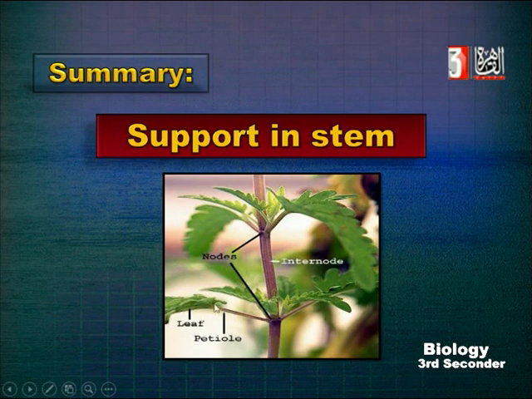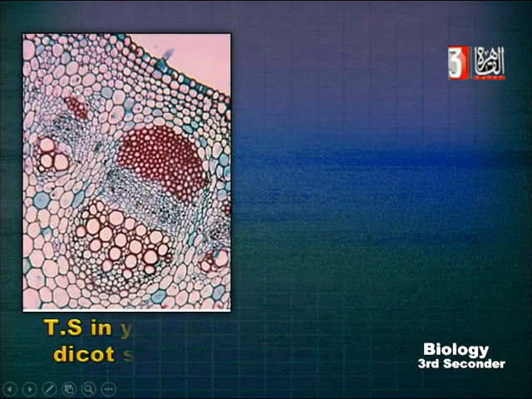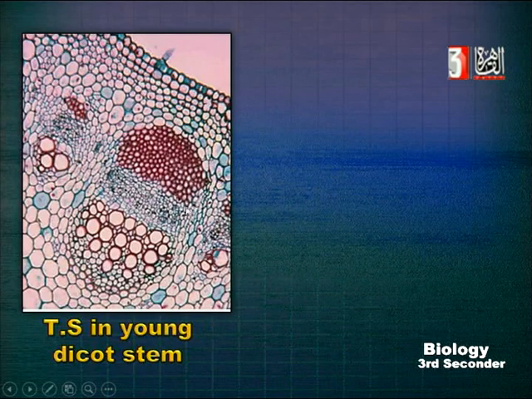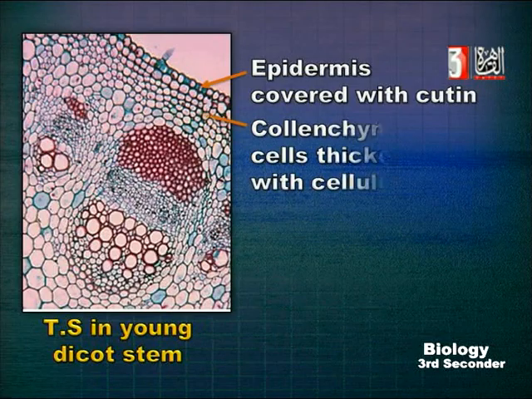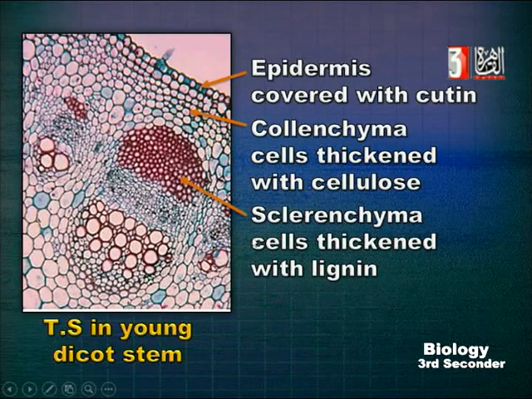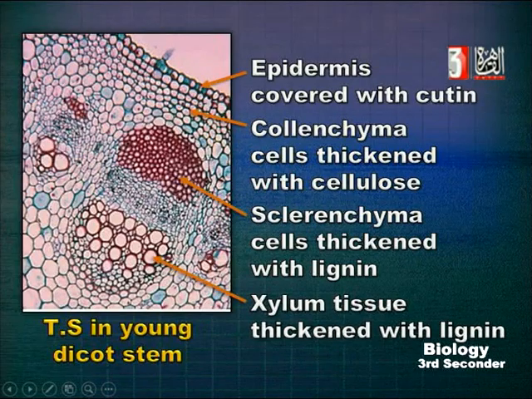As you see here, it is the leaf petiole, which has more collenchyma. Okay, this is the transverse section in a dicotyledon stem, and this is the epidermis covered with cutin, and this is collenchyma thickened with cellulose, irregularly thickened, and this is the pericycle formed from sclerenchyma cells thickened with lignin, and this is the xylem thickened with lignin.